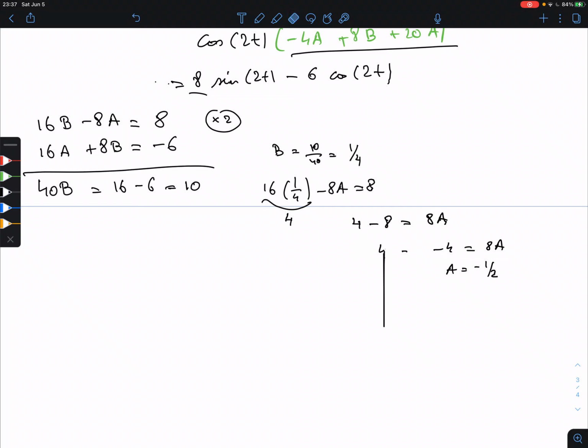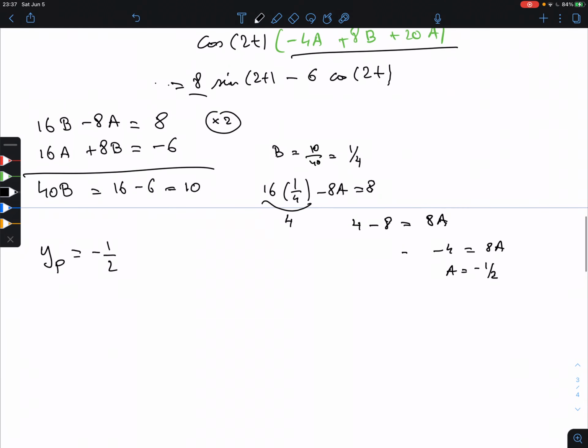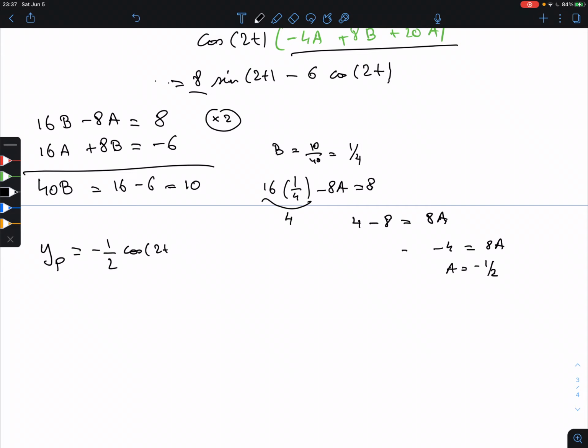And so we have our particular solution, or the steady state as it's called, is equal to minus a half cosine 2t, that was a for cosine, and the other one was plus 1/4 sine 2t. Just double checking that I get everything right here. No, that's correct.